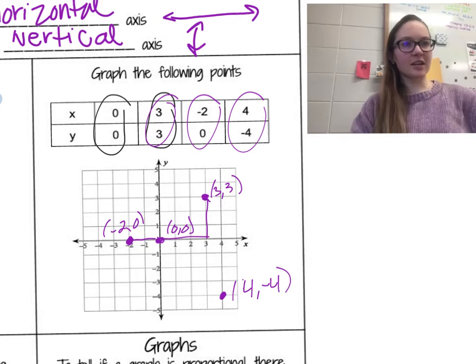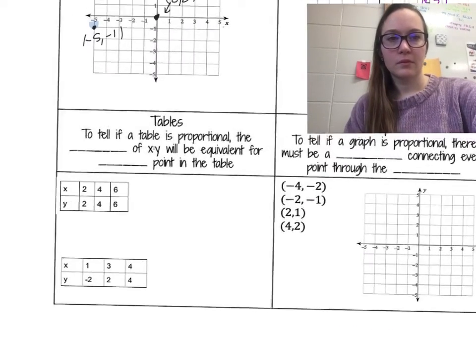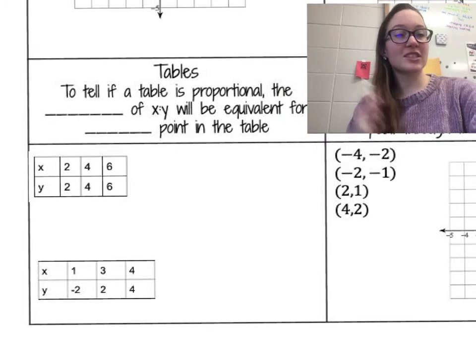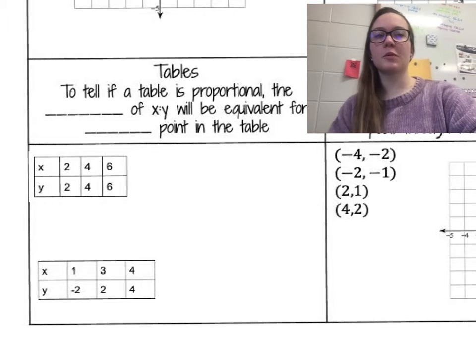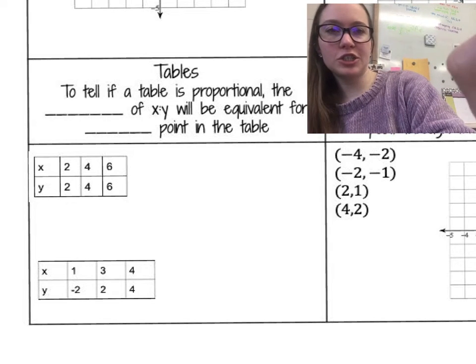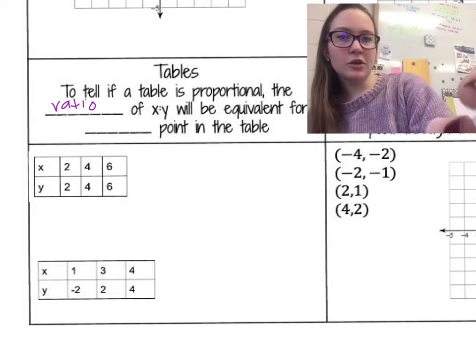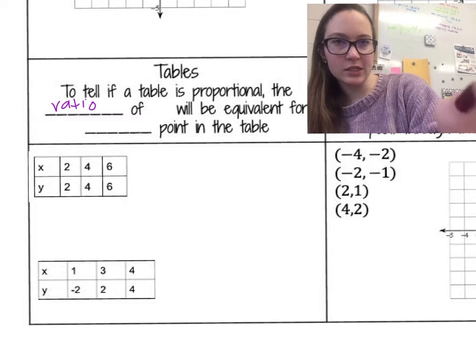Okay, let's talk about proportionality. Okay, so let's talk about tables. To tell if a table is proportional, the ratio, and real quick, I want you to cross this off where it says x to y. We're going to make it y to x, and I'll show you why in a second.